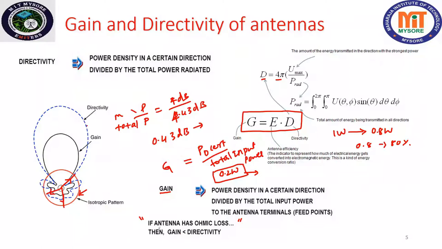The point you need to remember is if the antenna has ohmic losses, then gain is less than directivity, which is the practical case always. Directivity will be higher because it does not consider the losses, whereas gain considers the losses and thereby it is efficiency multiplied by directivity.